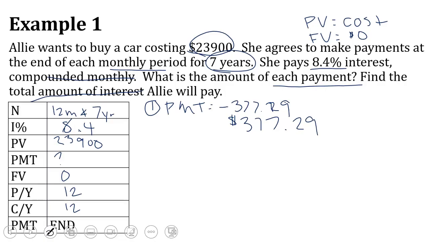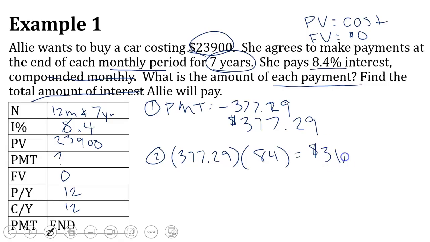All right, so let's see how much she is going to pay total. So what's our monthly payment? We pay $377.29 for 7 years every single month. So 12 times 7, we make 84 payments of this amount. And that is $31,692.36. So that's how much we paid total.